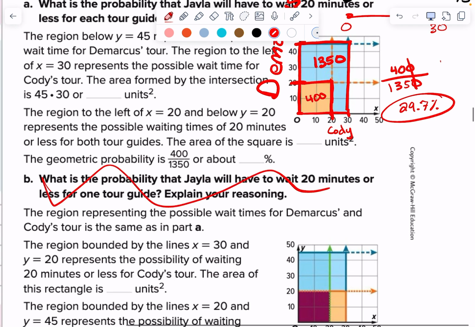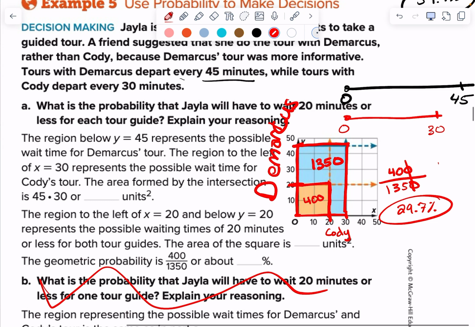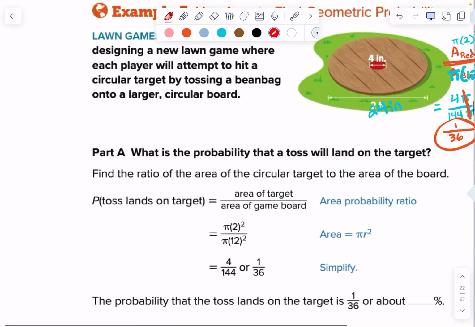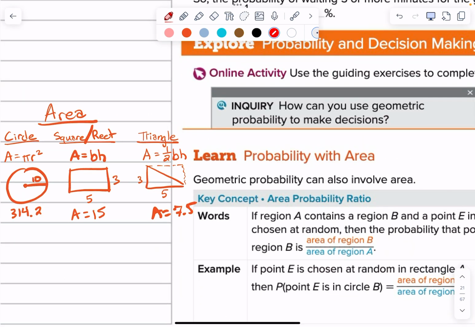Okay, all right, we'll skip part B. But there you go. Got it? 20 minutes or less. Got it? I was just saying, area over area. This is geometric probability. You should know these areas, right? They will ask you those areas.